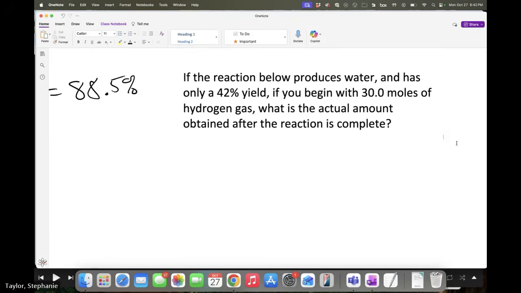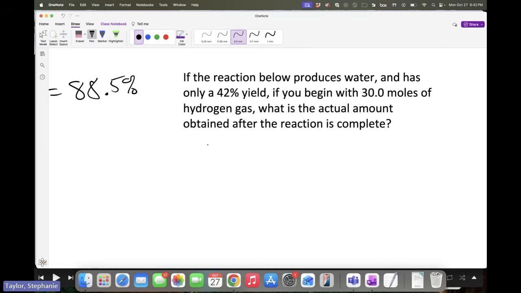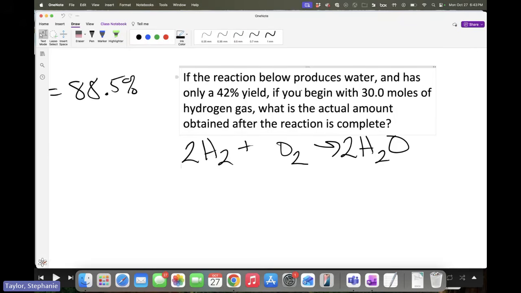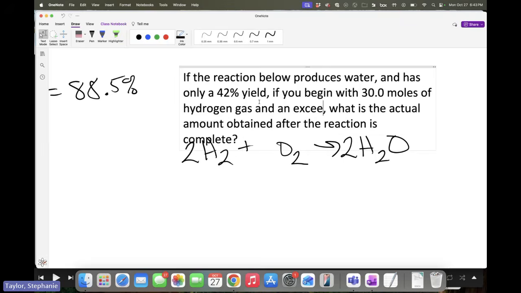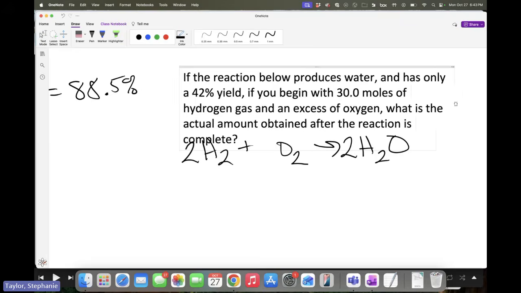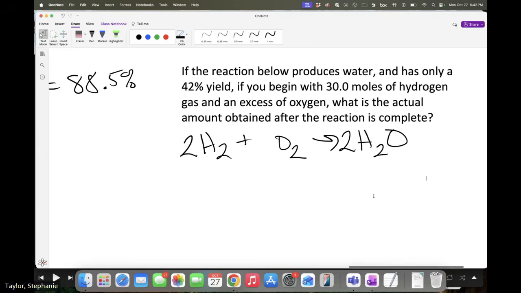Okay. Oh, I need to give you the reaction. Hydrogen plus oxygen goes to water, but we put a 2 here and a 2 there. Yay! So if the reaction below produces water, it does, and has only a 42% yield. If you begin with 30 moles of hydrogen gas and an excess of oxygen, what is the actual amount obtained after the reaction is complete? Okay, I'm okay with this.